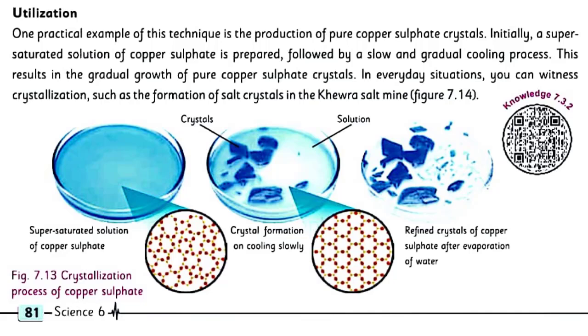Utilization. One practical example of this technique is the production of pure copper sulfate crystals. Initially, a supersaturated solution of copper sulfate is prepared, followed by a slow and gradual cooling process. This results in the gradual growth of pure copper sulfate crystals.